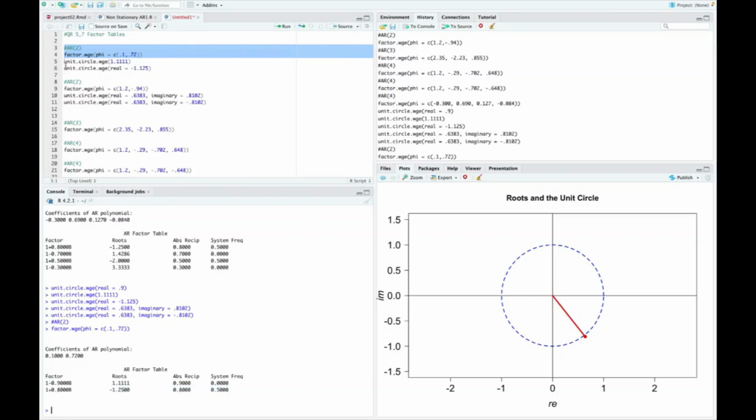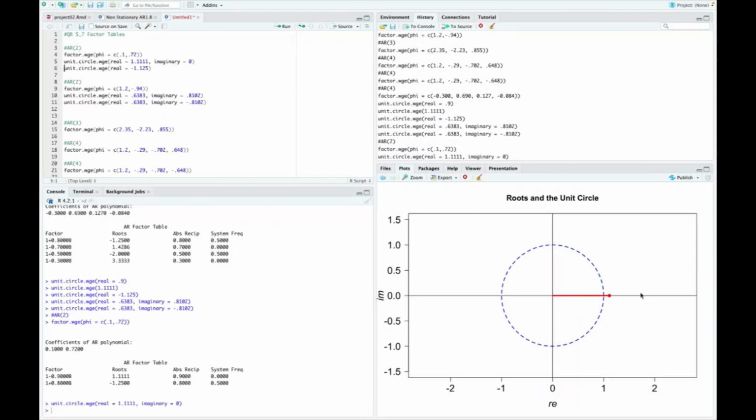So if we run the unit circle, there's a function, unitcircle.wge, where you put in, notice there is no imaginary part here, you just put in the real part, 1.1111. And so the imaginary part here is 0. So you could put in real equals, and just to be totally complete, you could put in imaginary equals 0, but you would see that that would give us just outside the unit circle. So we can graphically see that, yes, that root is on the x-axis because it's real, but just outside the unit circle.